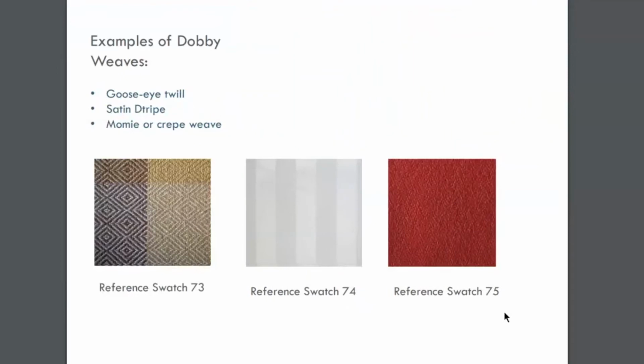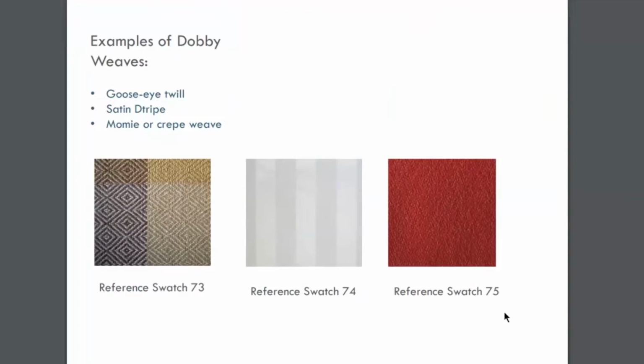So here are some other examples of Dobby weaves. Swatch number 73, it's called a goose eye twill. So last week you learned about a twill, right? Creating that angled effect. You learned about the herringbone pattern, that if you alternate the twill effect, you've got that zigzag effect that looks like the spine of a fish. Well, this is a weave that even gets more complicated, and that is the goose eye. Sometimes it's referred to as the God's eye.